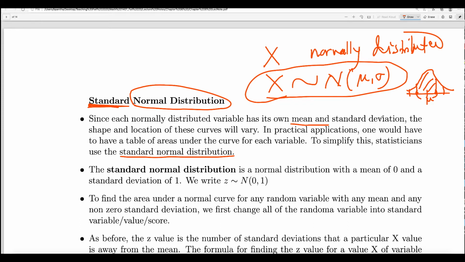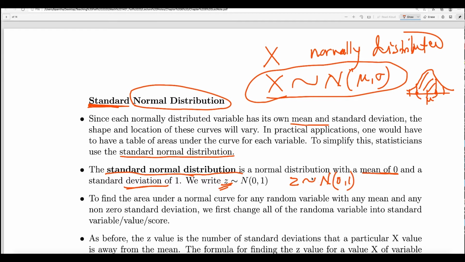Now, what is the standard normal distribution? The standard normal distribution is the normal distribution where the mean is 0 and the standard deviation is 1. If a normal distribution has mean 0 and standard deviation 1, that is called the standard normal distribution. For the normal distribution we denote the variable by x; for the standard normal distribution we denote it by g. So we write g is normally distributed with mean 0 and standard deviation 1.